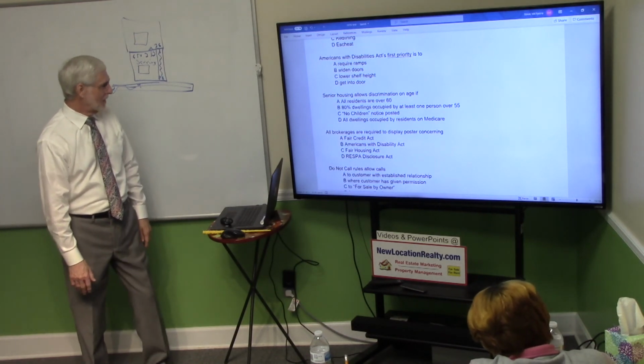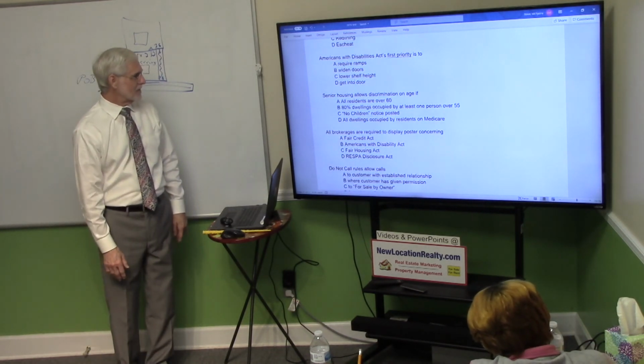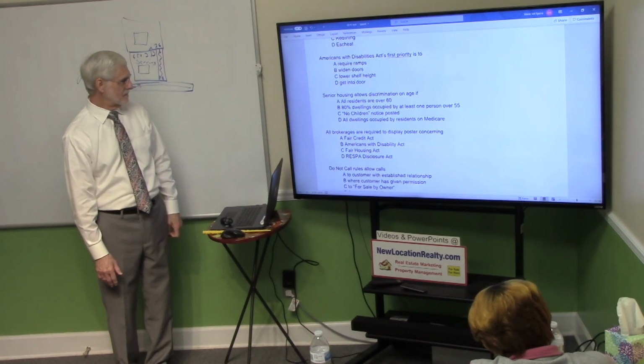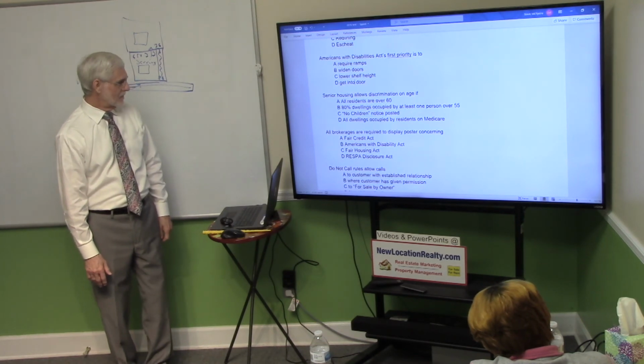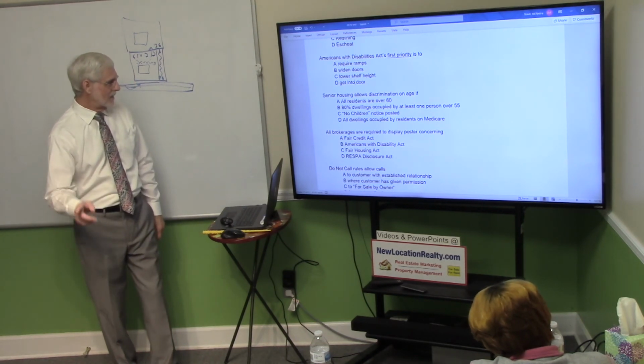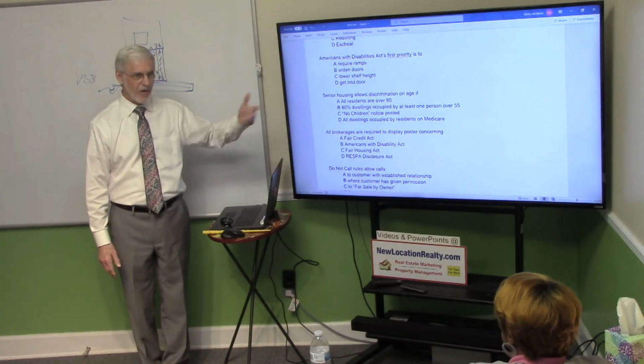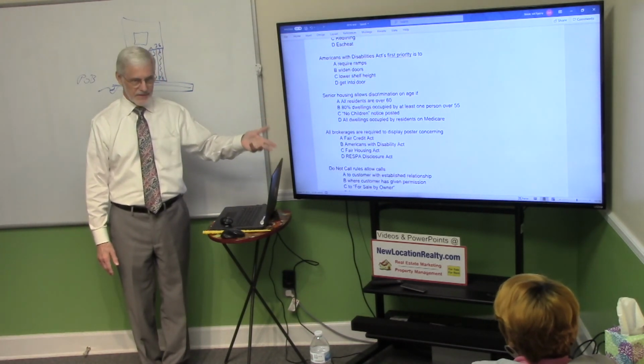Age of senior housing. All residents are over 60. B, some of them are 55. B, yeah, B, if 80% are over 55, or all are at least 65.